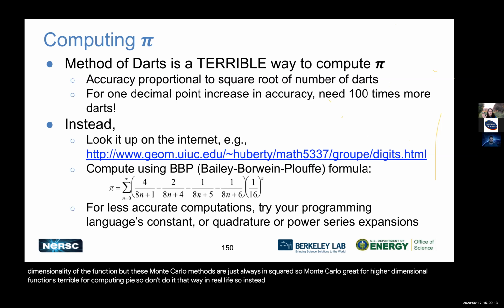Instead, you can look it up on the internet. You can use your programming language's constant, or you can use a different type of quadrature or a power series expansion in order to get an accurate pi. But just don't use the method darts. The only reason we're using it today is because it's pretty easy to understand, and it's also very easy to parallelize.